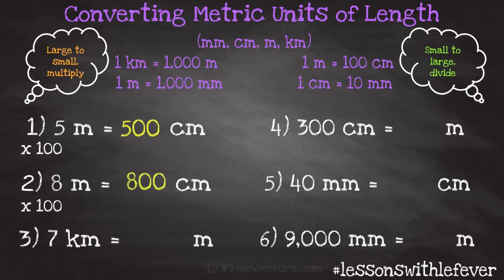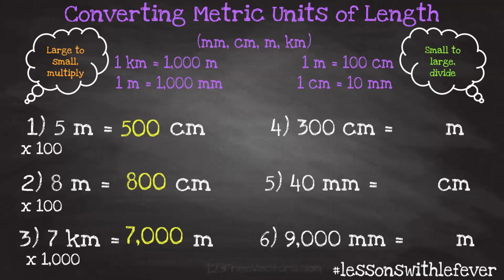Number 3, 7 kilometers equals how many meters? First, we need to know how many meters are in 1 kilometer. I know that there are 1,000 meters in 1 kilometer. And a kilometer is a larger unit, and I'm going to a meter, which is a smaller unit. That means, again, I'm going to multiply. So 7 times 1,000 gives me 7,000. So 7 kilometers is equivalent to 7,000 meters.